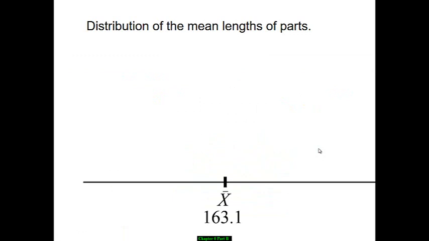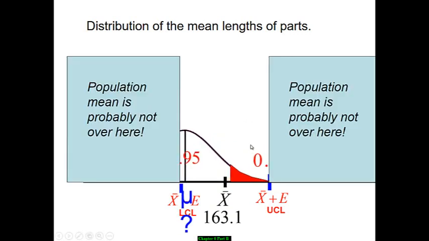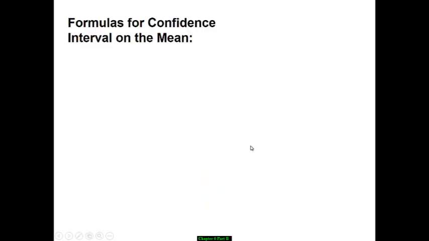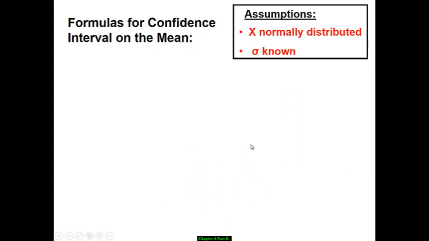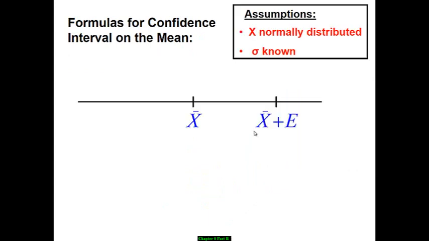So now what we have here is this. These two are your limits. These are your confidence limits. So we're going to find out how to find those confidence limits. Here are the formulas for the confidence limits. First of all, this is only for where the population standard deviation is known.